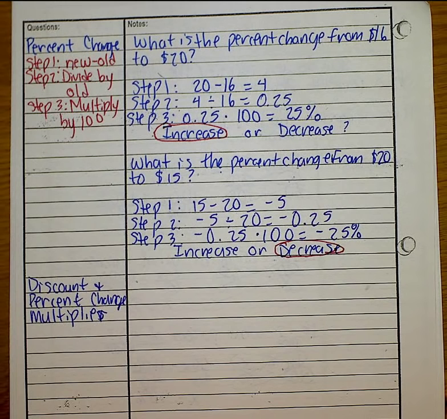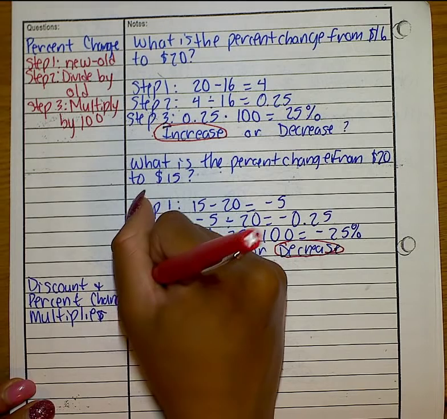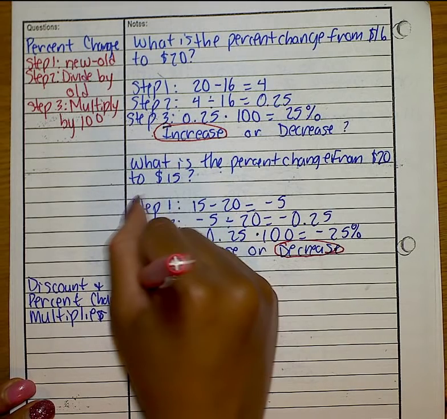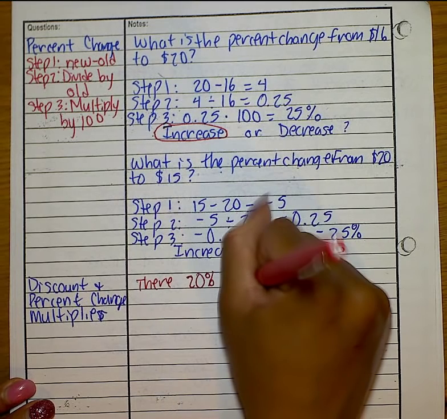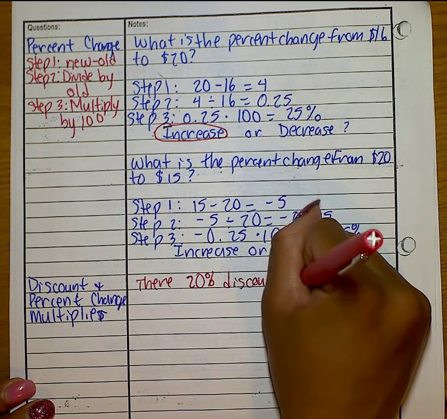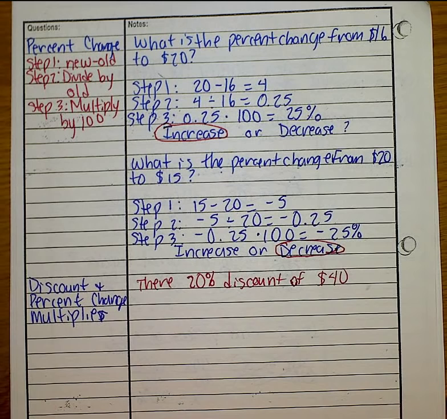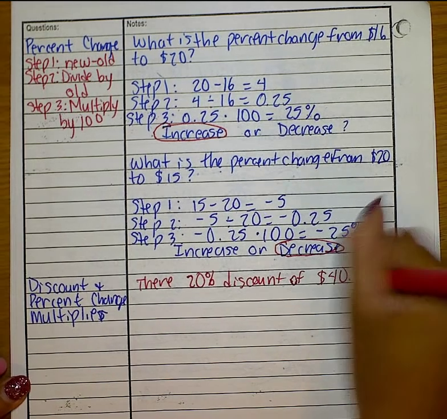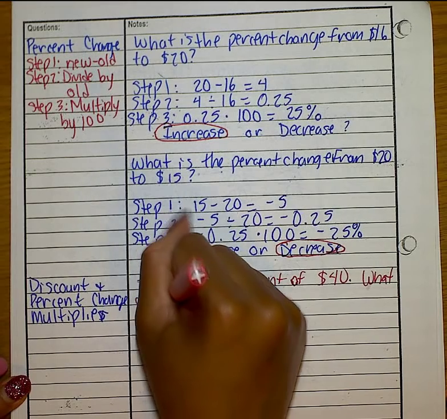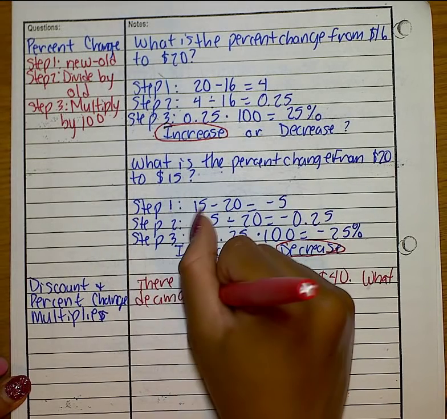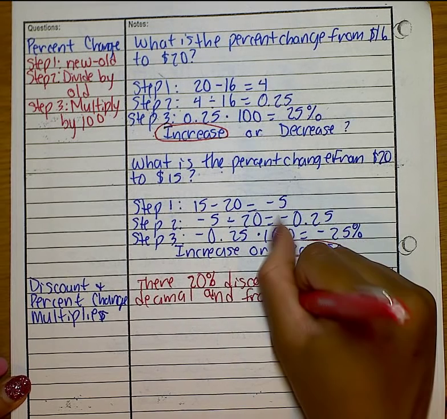So let's say for instance we had a discount going on in a store, and there is a 20% discount of $40. Something costs $40 and you get a 20% discount. The question is going to ask you what decimal and fraction can be used.